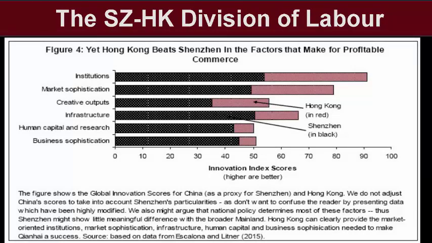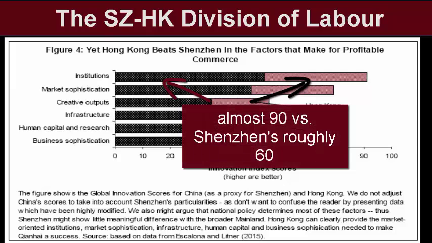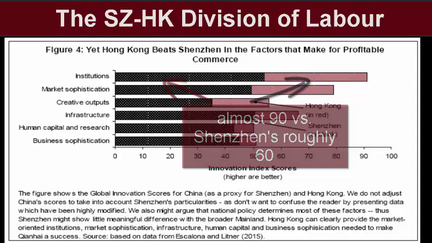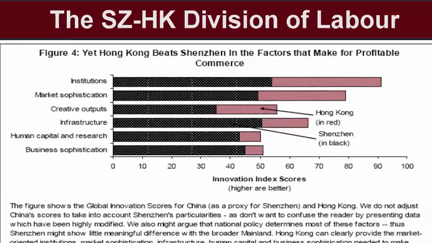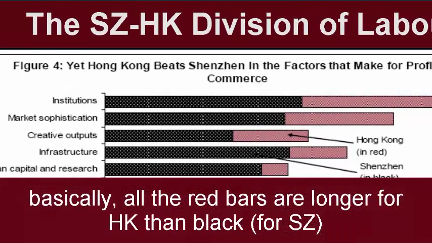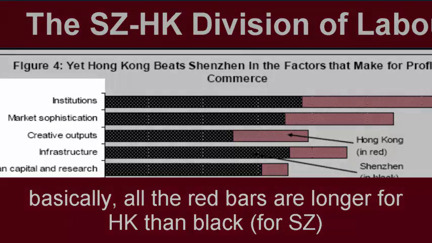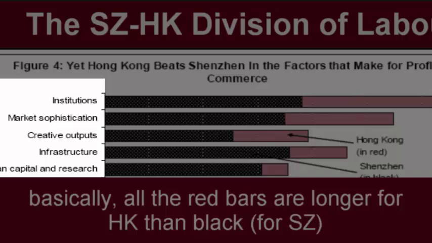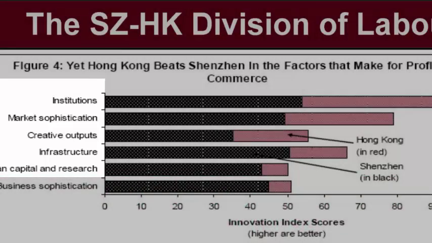Figure 4 shows innovation index scores in a range of general areas that any innovation zone would require. Thus, Hong Kong's institutions score almost twice as well in terms of innovation index scores. Hong Kong's scores come out at roughly twice Shenzhen's scores, as does Hong Kong's market sophistication. Hong Kong also leads Shenzhen in terms of its creative outputs, its overall infrastructure, its human capital and research, as well as its business sophistication.